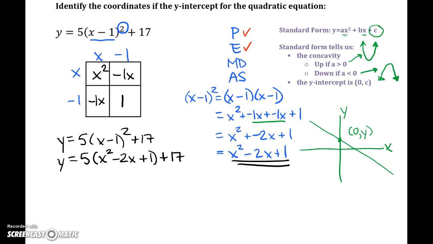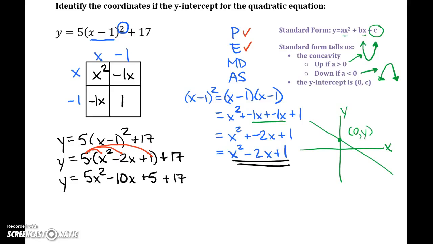So we need to take care of the multiplication, which is this 5 out front. What we need to do is distribute the 5 to the 3 terms inside the parentheses. When we do that, we get 5 times x squared is 5x squared. 5 times negative 2x is negative 10x, or minus 10x. And 5 times 1 is 5. Now we still have that plus 17 on the end, so we're just going to rewrite it.